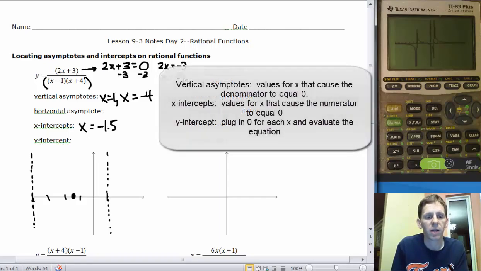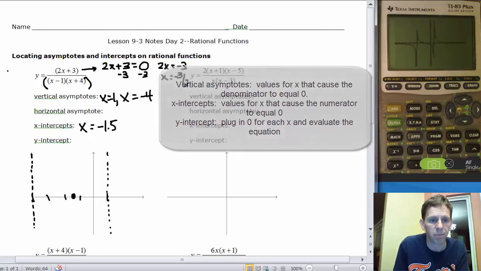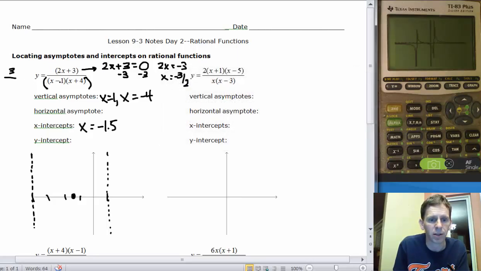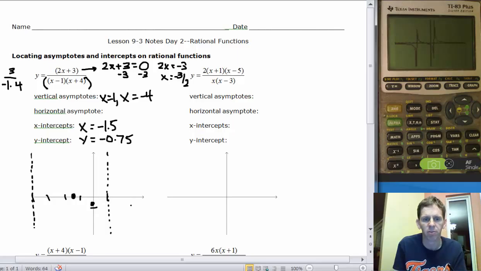That's my x-intercept. If you want to write x equals -1.5, you can do that, or you can write -1.5 comma 0. To find the y-intercept of this equation, what we do is we plug in 0 for every x in this equation. So we're going to do 2 times 0 plus 3. That's just equal to 3. In our denominator, we're going to do 0 minus 1, which is -1, times 0 plus 4, which is 4. If you do 3 over -1 times 4, that's -3/4, which is -0.75. And it's pretty clear on our graph that it looks like it crosses the y-axis below the x-axis. So we'll put a little dot at -0.75.